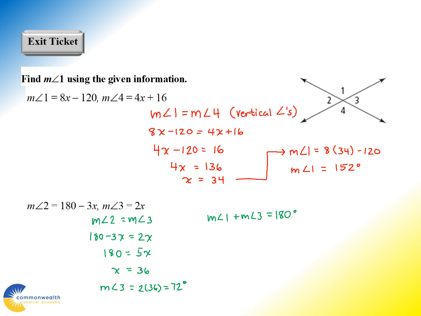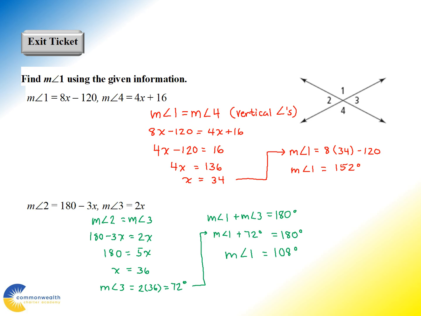So I would add 3x to both sides, divide both sides by 5 to get x equals 36. I then figure out the measurement of angle 3 is 2 times 36, which is 72 degrees. But I also know that the measurement of angle 1 plus the measurement of angle 3 is 180 degrees, because if I look in the figure, angles 1 and 3 are a linear pair. So now I can substitute in for the measurement of angle 3 and subtract 72 from both sides to get the measurement of angle 1 to be 108 degrees.